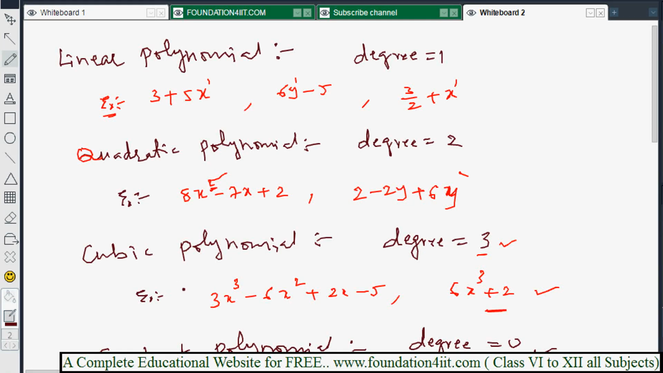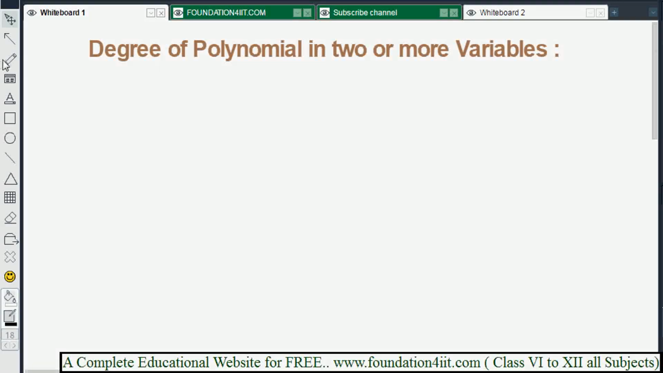And the degree of a polynomial in 2 or more variables. So these are all only single variable, right? Only x variables here, only y. The variable is the same throughout the examples. So how to find out the degree of a polynomial in 2 or more variables, I'll explain now. If any polynomial has 2 or more variables, then how do we find out the degree for that? Let me write the statement, the condition, for how we need to find it.